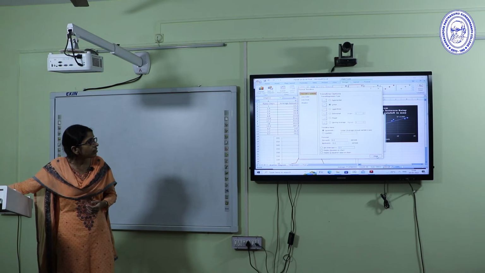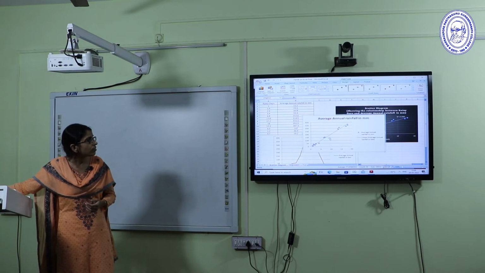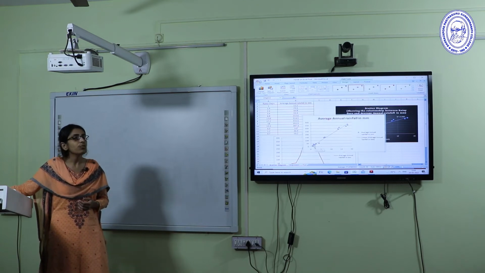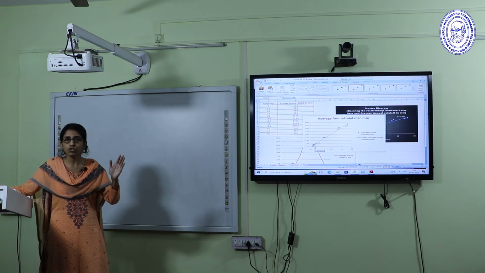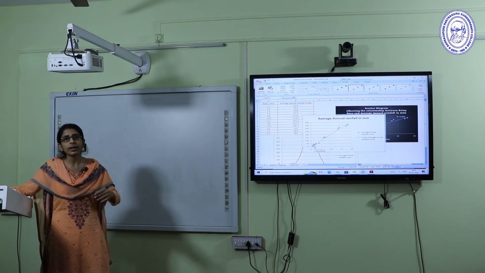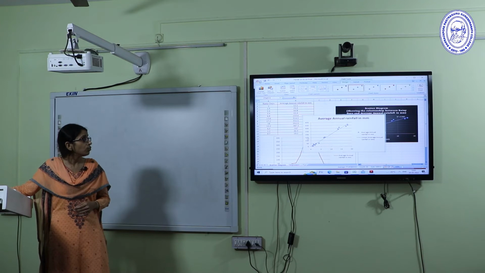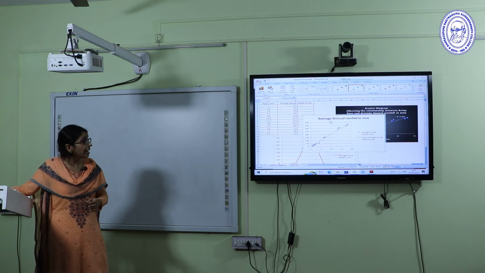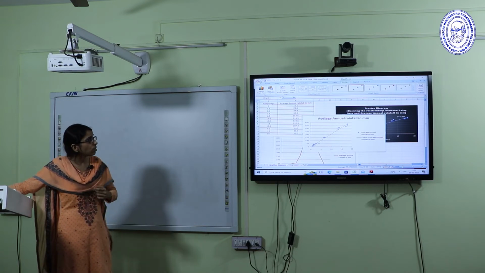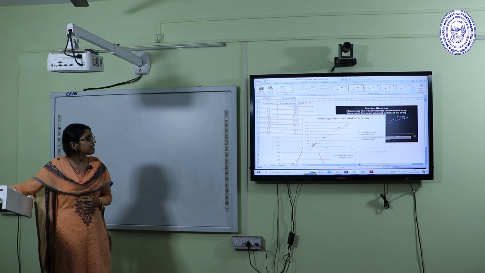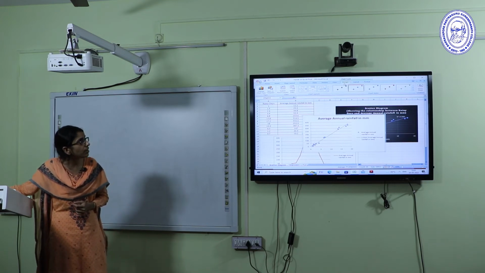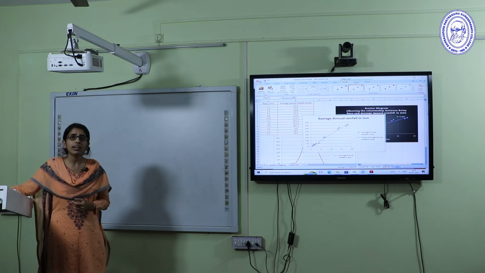then close. This is your trend line, which shows the positive trend, identifying the relationship between these two variables. And again, if you want to add your heading, your axis title, you may go through the design or the layout or different chart tools.